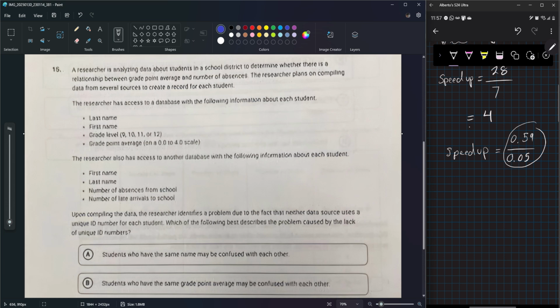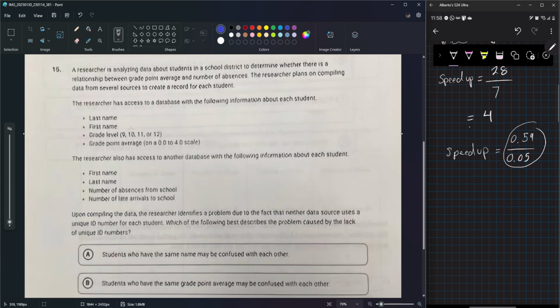A researcher is analyzing data about students in a school district to determine whether there is a relationship between grade point average and record of absences. The researcher plans on compiling data from several resources to create a record for each student. The researcher has access to a database with the following information about each student.